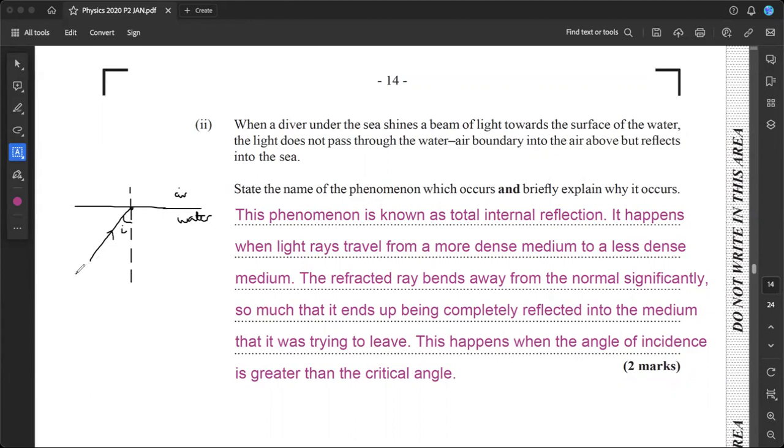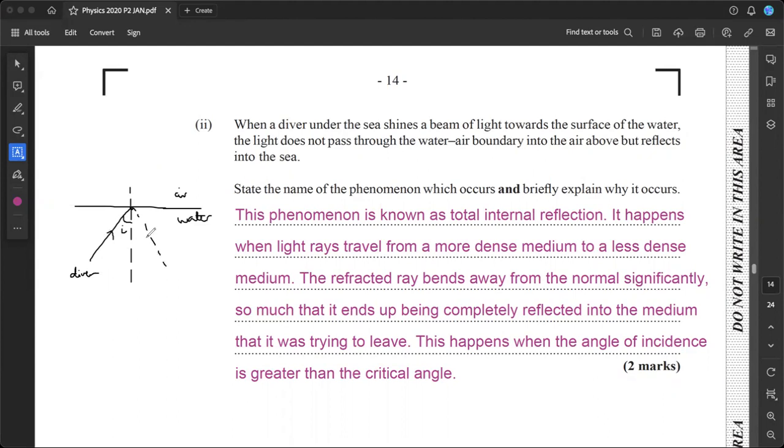The diver is down here and he's the one shining the light. He's shining it from water into air. Once we touch this air-water interface, this boundary, what the question says is that we don't see it, it doesn't pass through. It comes right back into the water.